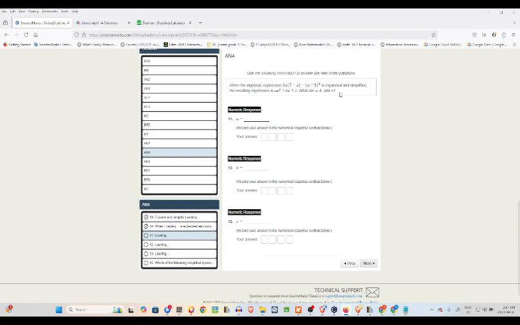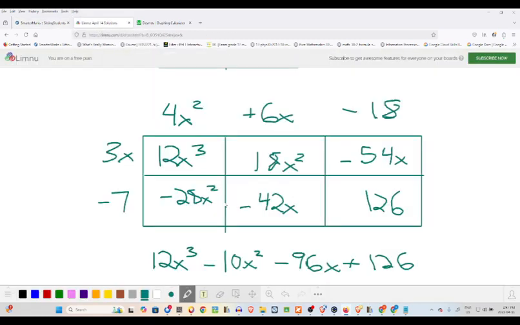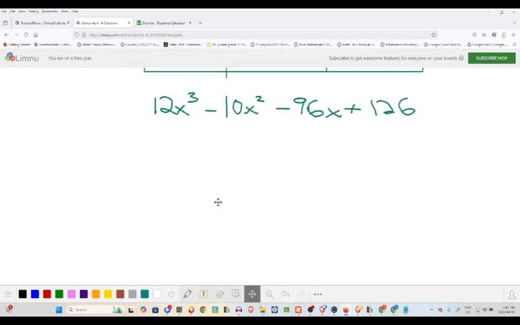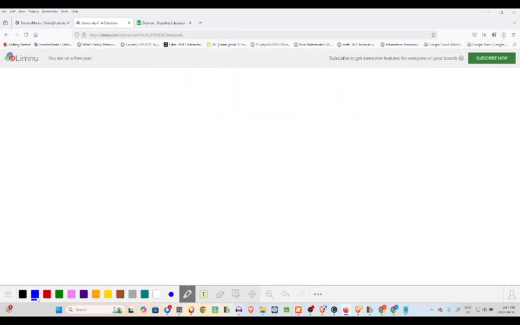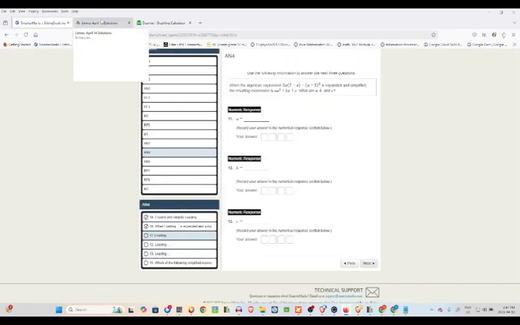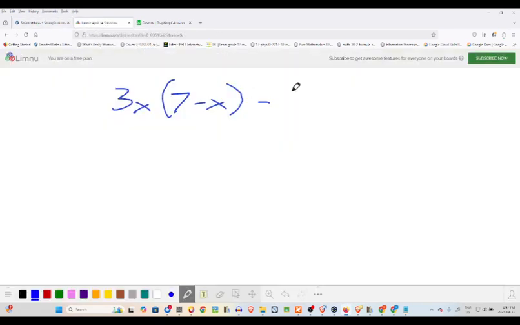Here, we multiply this out and solve for a, b, and c. So we have 3x times 7 minus x, minus an x plus 2 squared. Multiplying this first one out, we have a 21x minus 3x squared.